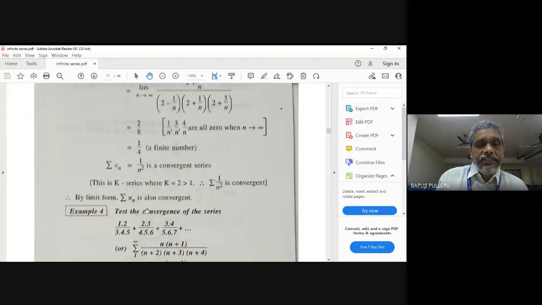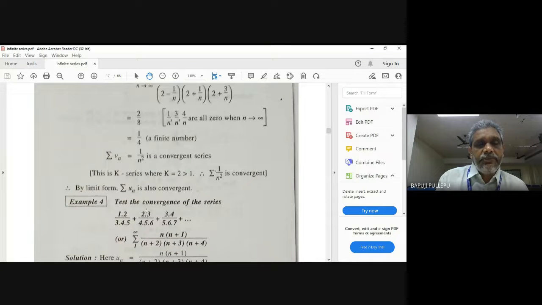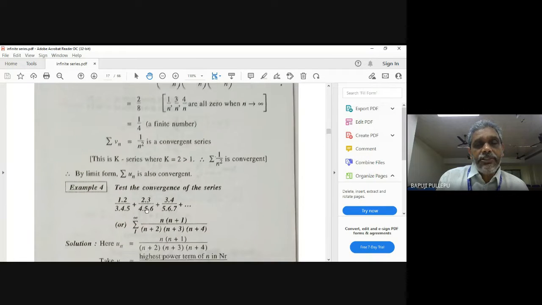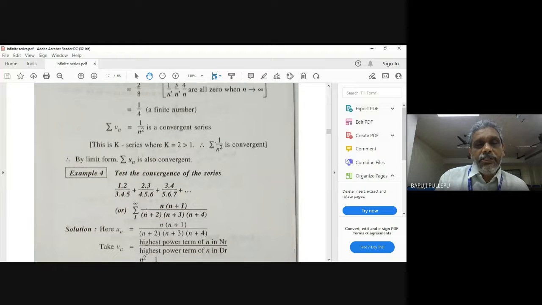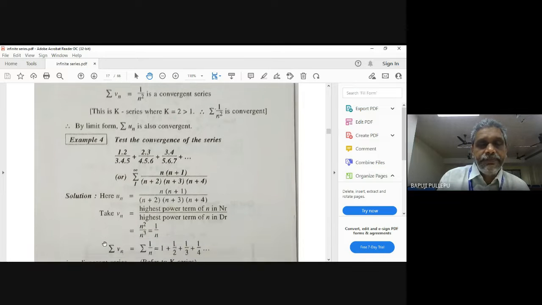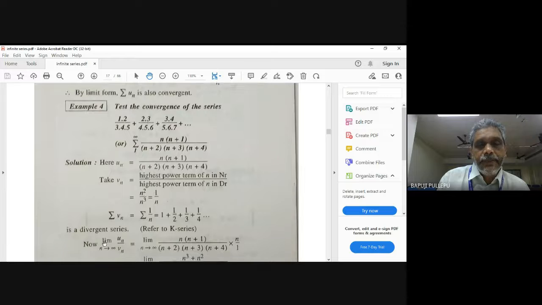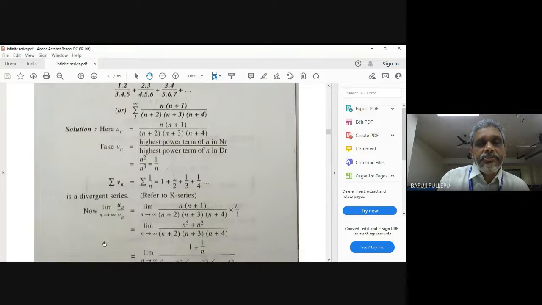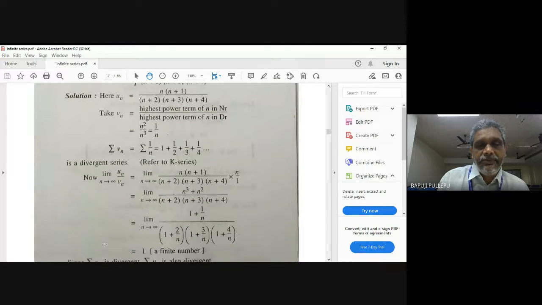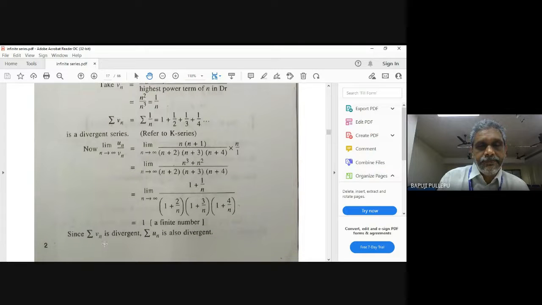This also, see: n into 1 into 2 means n into n plus 1, then 3, 4, 5, so n plus 2, n plus 3, n plus 4. In the numerator what you will get is n square, in the denominator n cube. n square by n cube is 1 by n. 1 by n is divergent. So obviously this is also divergent. Getting or not? Any problem? Even if I get a finite limit value, I cannot decide because Vn is divergent, so obviously Un is also divergent. This is the comparison limit test.